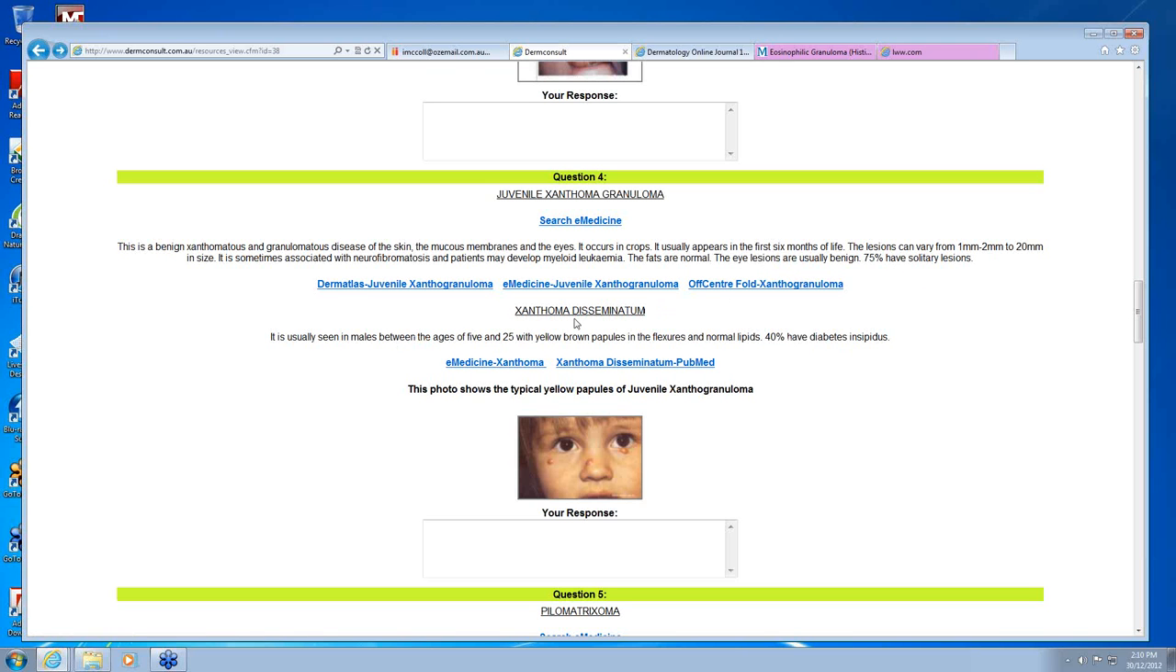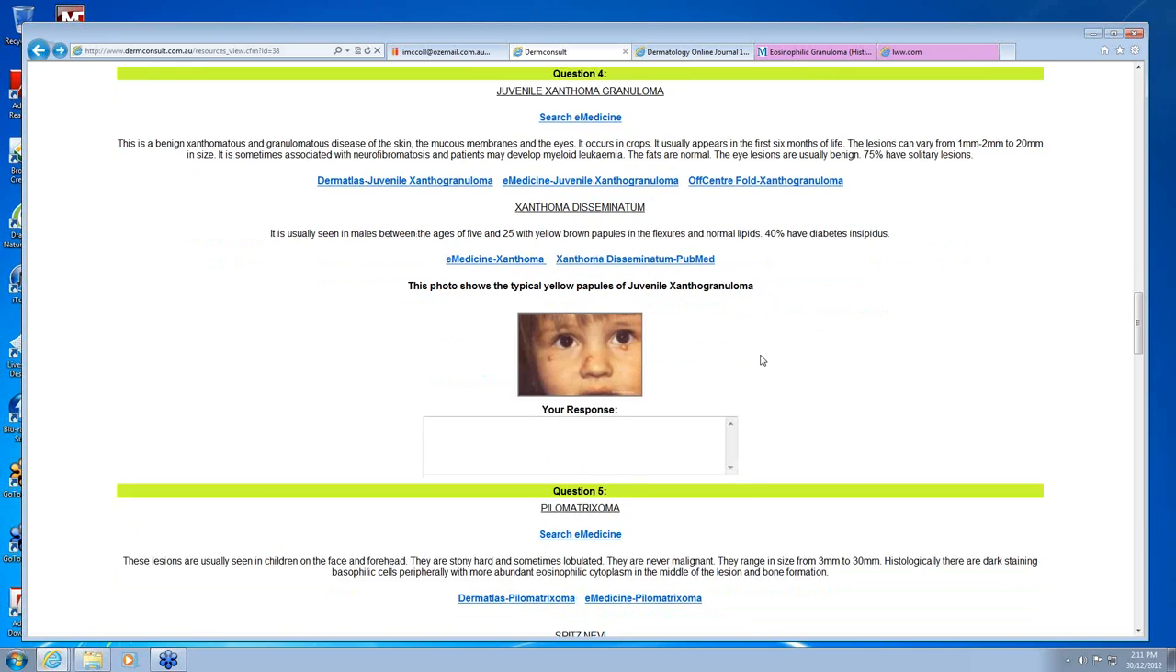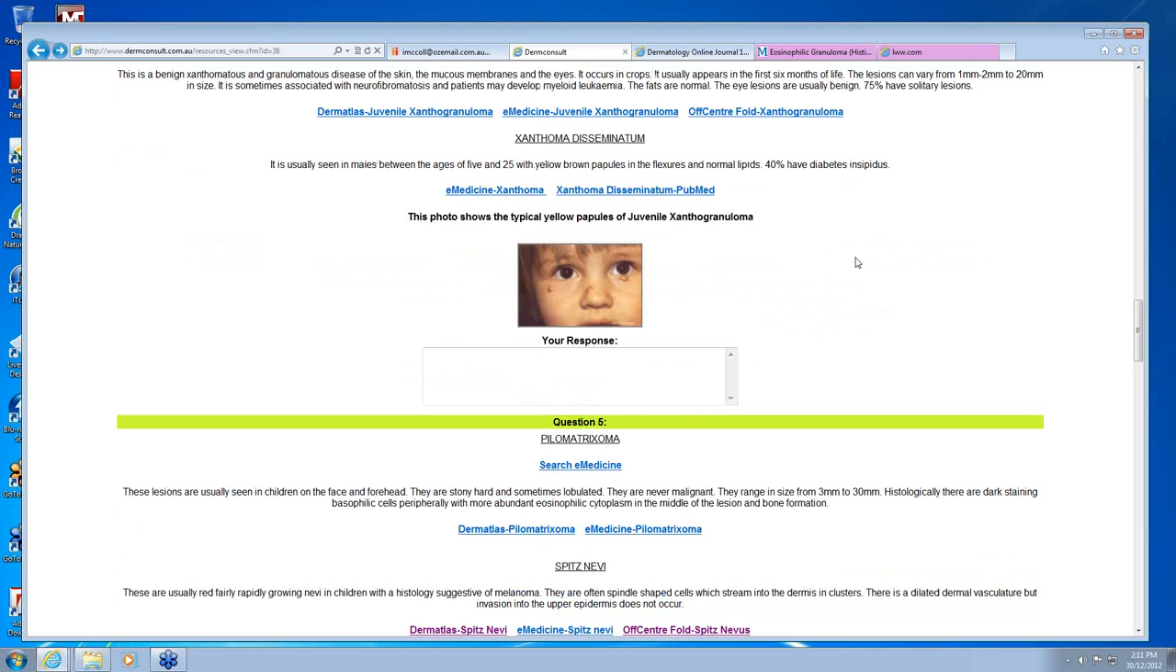There's the other type of histiocytosis called xanthoma disseminatum, usually seen in males between the ages of 5 and 25, with yellow-brown papules in the flexures and normal lipids. 40% of people who have xanthoma disseminatum have diabetes insipidus. That's just something to remember for an MCQ.